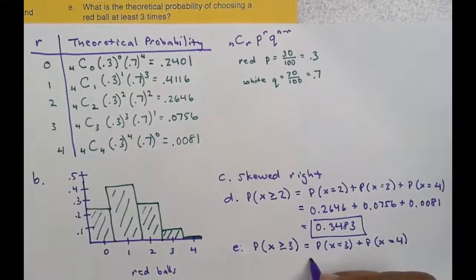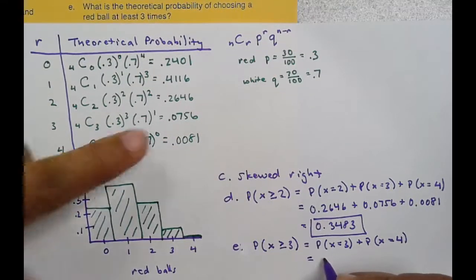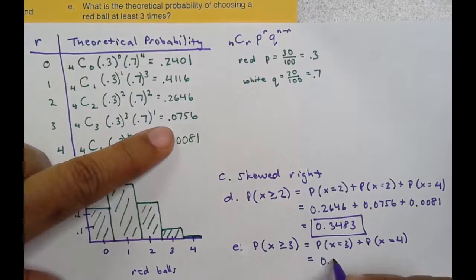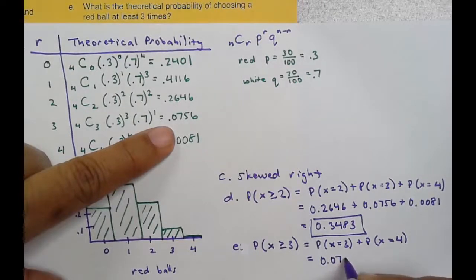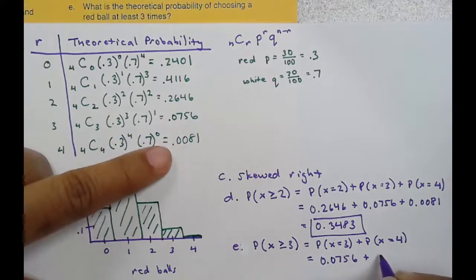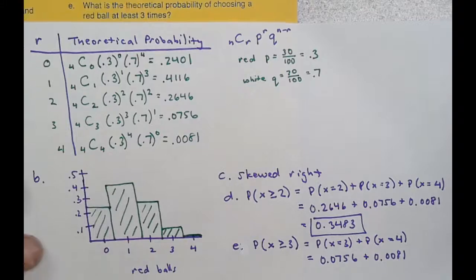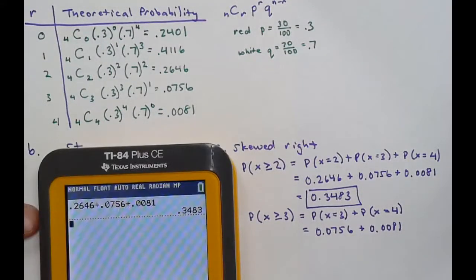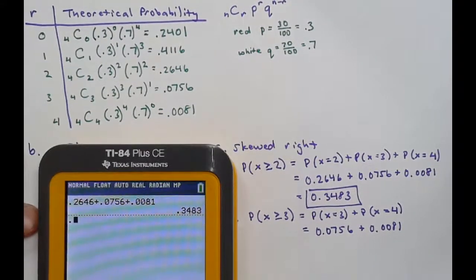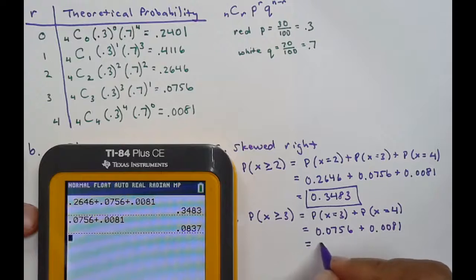All right, so we're going to add probability at 3, which is 0.0756, and 0.0081. So let's add those together. 0.0756 plus 0.0081 gets us a total of 0.0837.